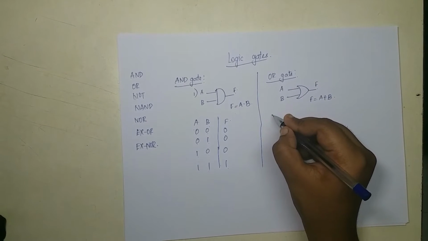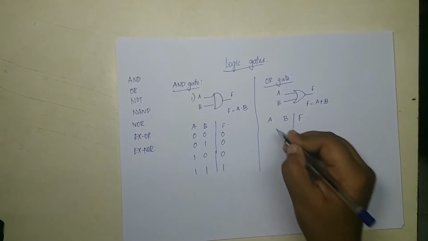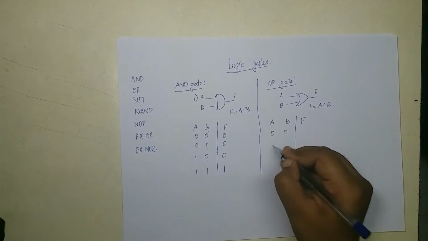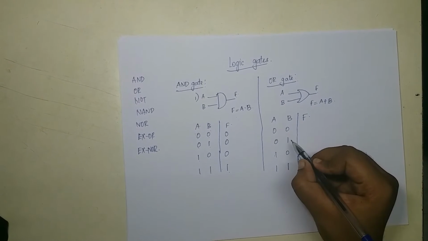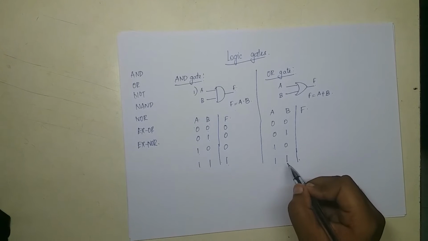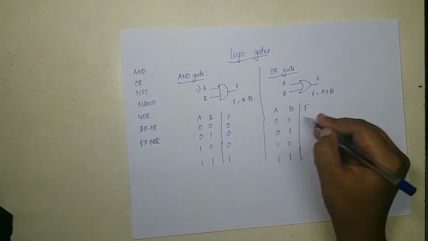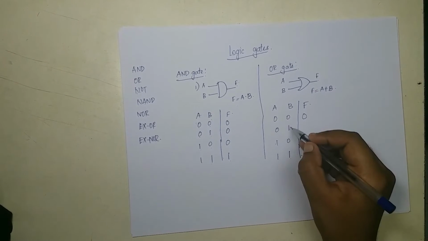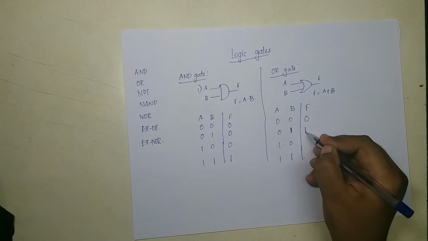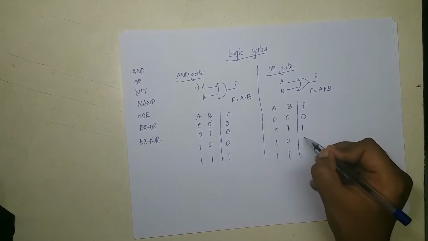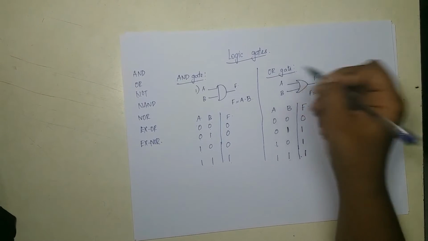So the truth table of OR gate is A, B and output F. Four combinations: 0, 0, 0, 1, 1, 0, 1, 1. If any one of the inputs or both the inputs are 1, then the output will be 1 in the case of OR gate. So 0, 0, as I said, it will be 0. Since B is equal to 1, as one of the inputs is 1, the output is 1. As A is equal to 1, output is 1. And since both the inputs are 1, the output is also 1 in the case of OR gate.